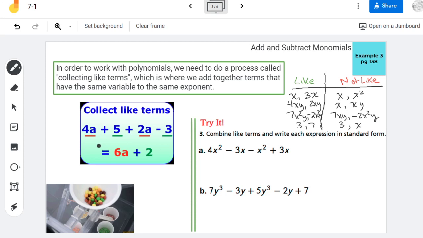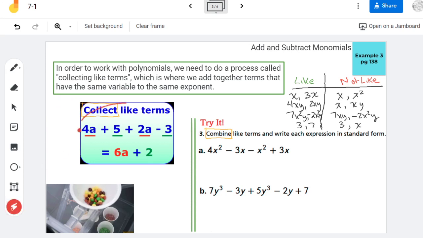So what we're doing is, when we have a polynomial, we have to collect or combine their like terms. Collect and combine are both the same way of saying to just group them together. So you will hear those used interchangeably, collect and combine.